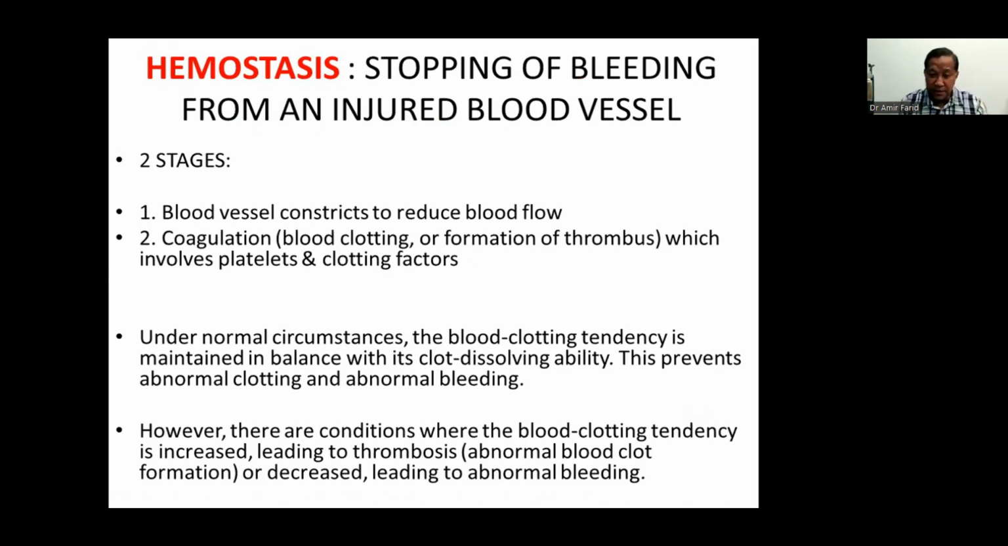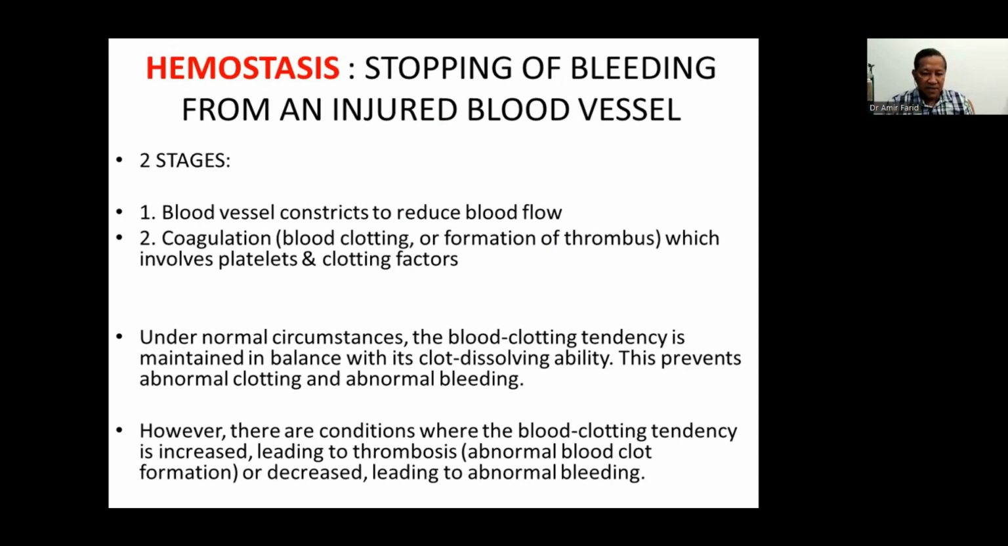That is the process whereby our blood vessels try to stop the bleeding whenever they are injured and leaking blood. And this involves two stages. The first part is the blood vessel constricts to reduce blood flow. And the second part is the coagulation or the blood clotting process to form the blood clot or thrombus. And this involves the platelets and the clotting factors.